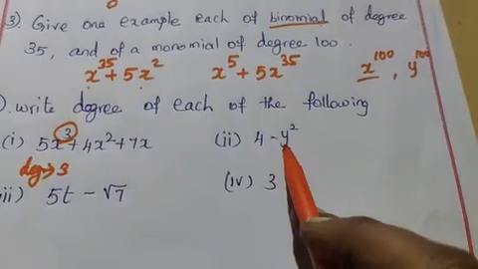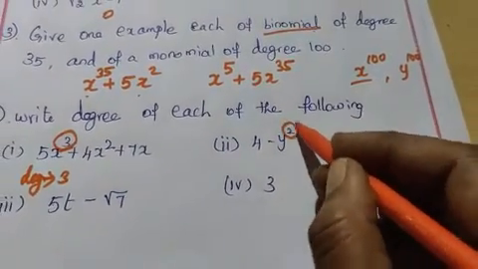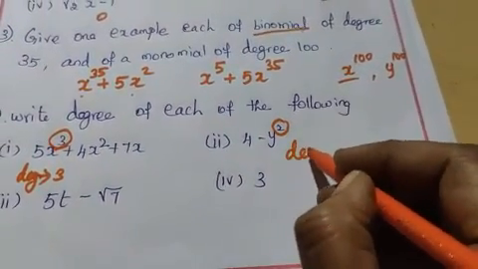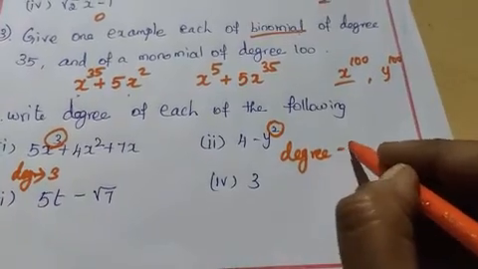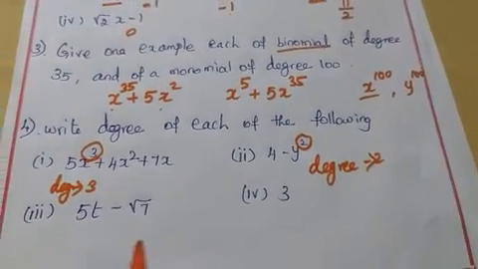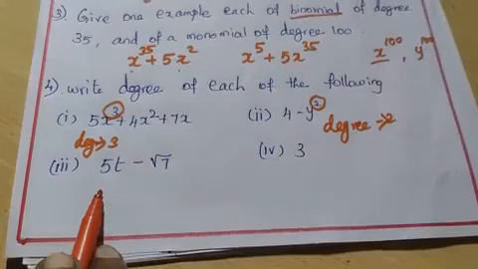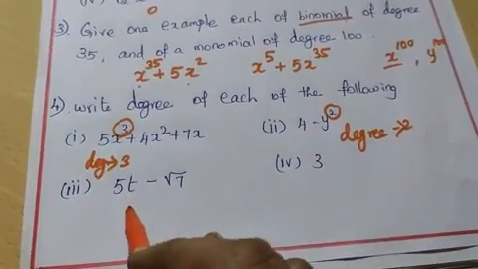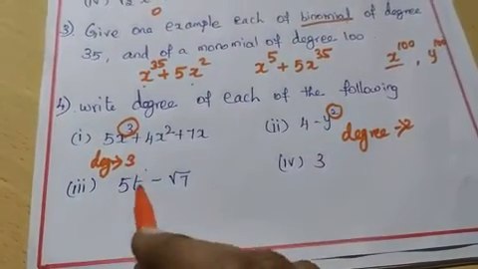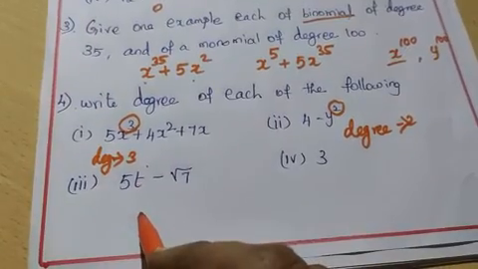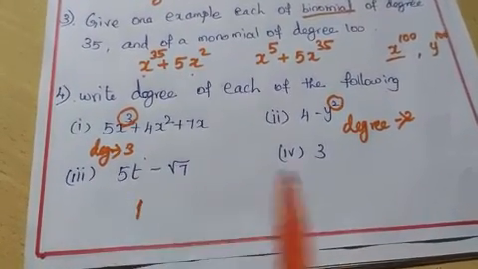Degree is 3 here. And what about here? Here one constant and one variable. So automatically the variable term has the highest power. So degree is equal to 2. Right? And what is the degree value here? Yes, it is 1, because only 5t is there. So t power 1. So the degree value is 1 here.